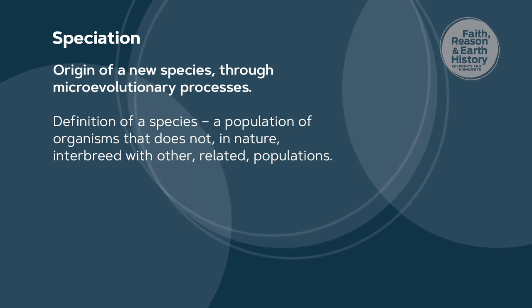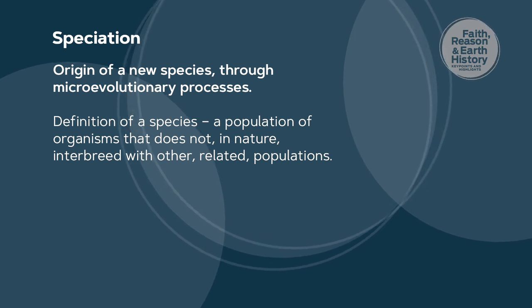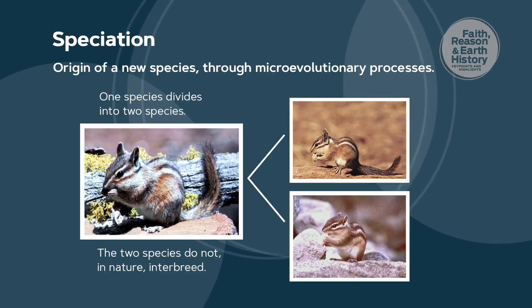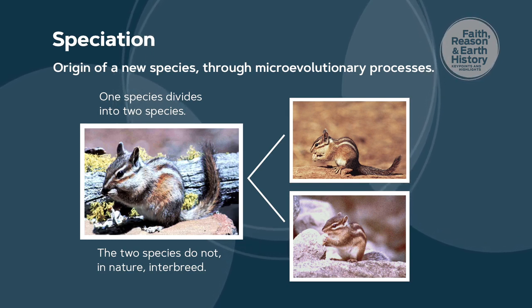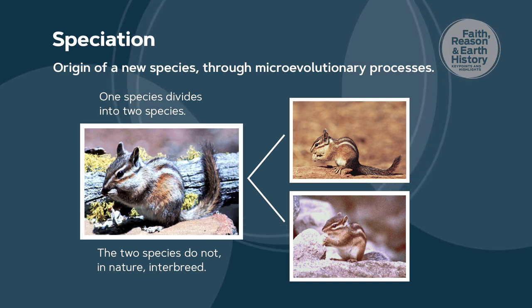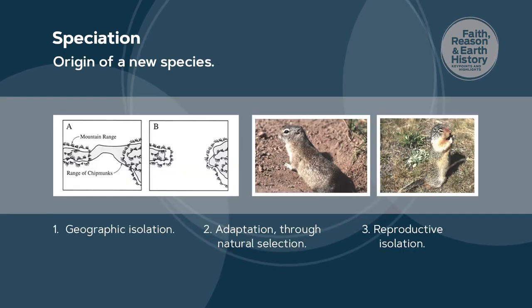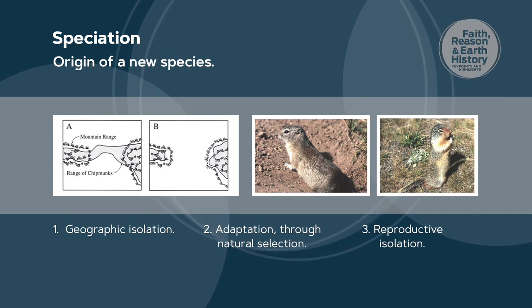Definition of a species is a population of organisms that does not, in nature, interbreed with other related populations. So here we have a representation of that. We have a species of chipmunk. If that population of chipmunks gets divided up and they change a little bit, you then could end up with 2 species that do not in nature interbreed. So how does a new species originate? Well, there are differences of opinion and probably more than one process, but here's the best known process.